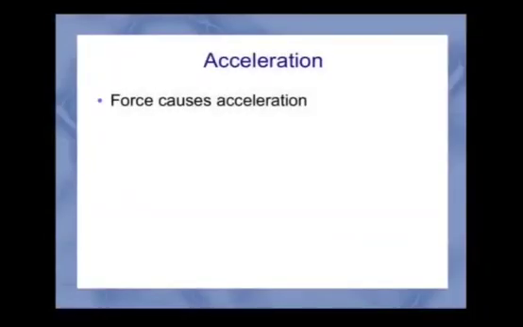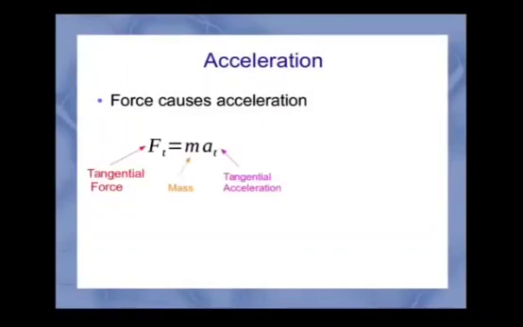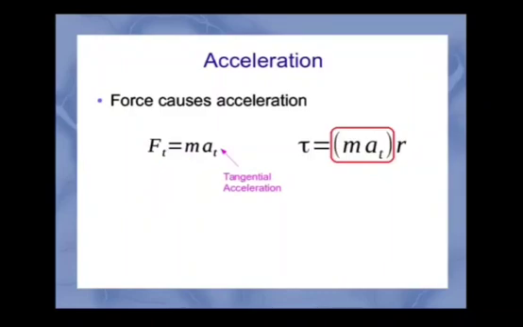And now let us see what is acceleration. Force causes acceleration. So F t is equal to m a t, that is mass times the tangential acceleration. So this is tangential force, this is mass and this is tangential acceleration. So in my torque equation I can put mass into tangential acceleration in place of tangential force. Okay, so in the first equation, tau is equal to m a t into r.